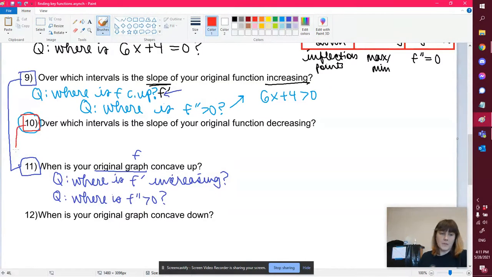In a similar vein, number 10 and number 12 are the exact same question, and thus we'll have the exact same answer. Hopefully that clears things up.